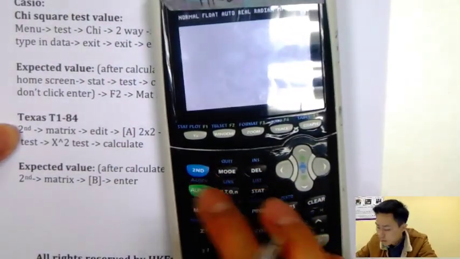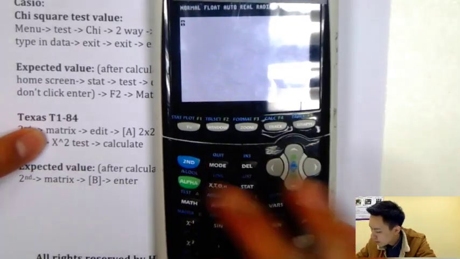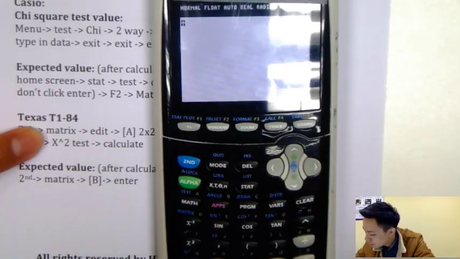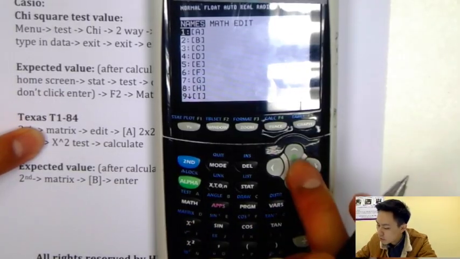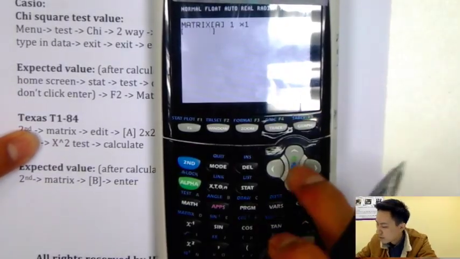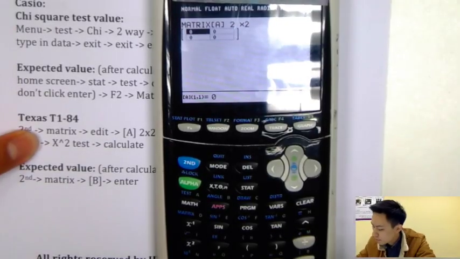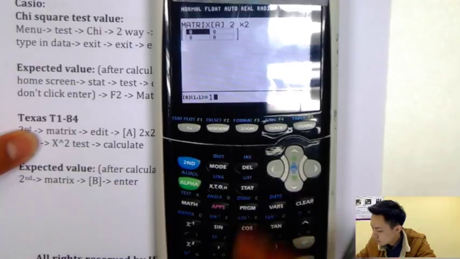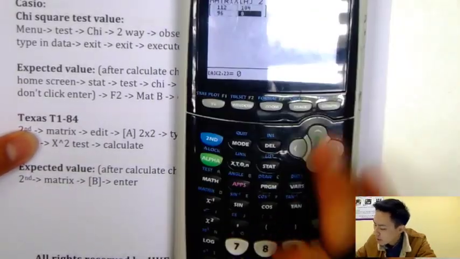But for the Texas model, you have to go to second, and then second matrix. So second, and then x to the power negative 1, right? So you can see that, and then you go to edit. Go to edit, and then you press enter for A. So type in 2 by 2. Type in 112, and then 104, 96, and then 88.